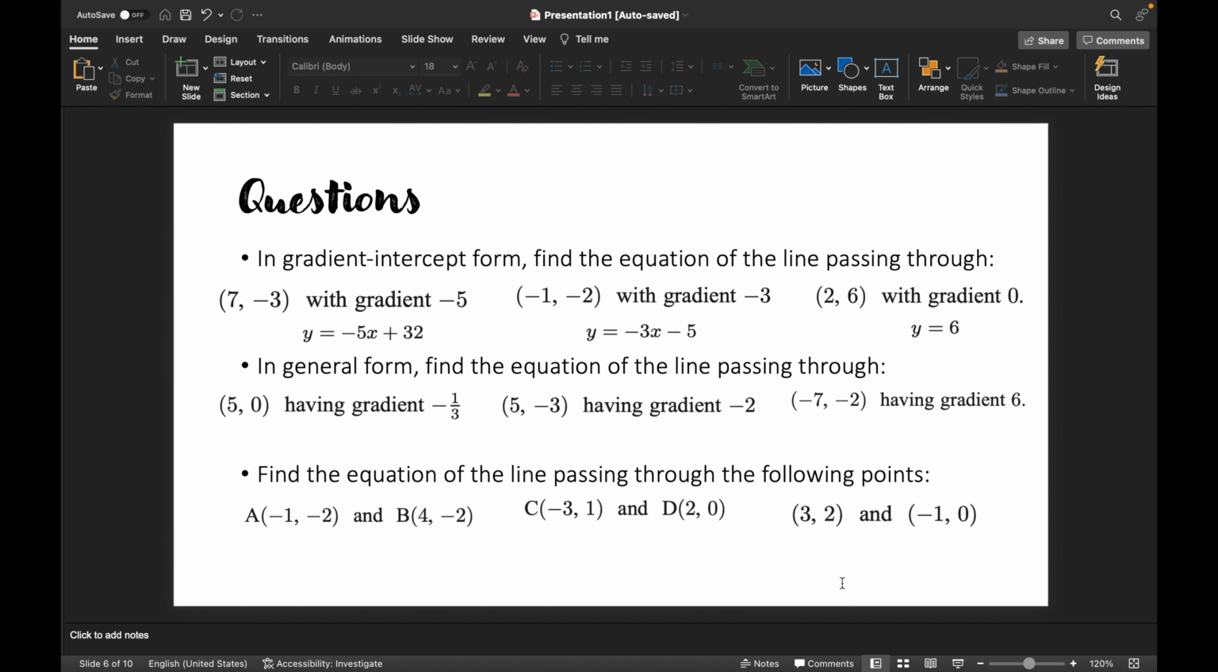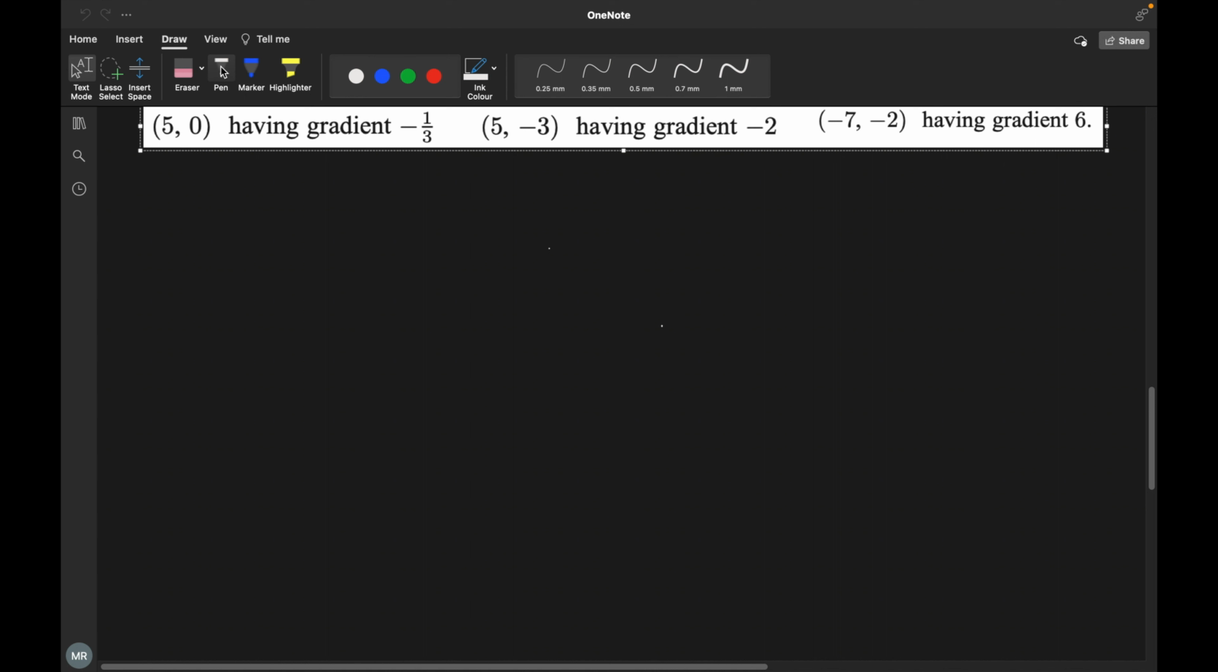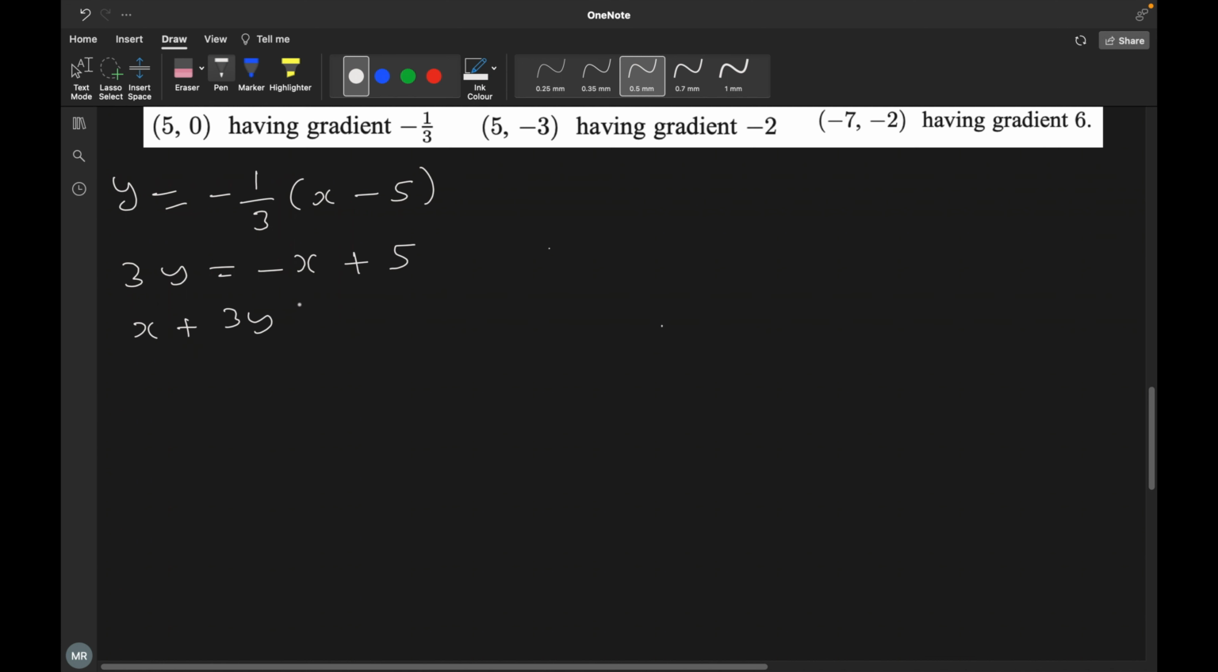Let's solve the next few questions. In general form, find the equation of the line passing through this one. So we have to find it in general form, which is ax plus by equals c. Now let's use the same formula as at the start. So that will be y minus 0. Let's just leave that. And then negative 1 by 3 into (x minus 5). Let's cross multiply. So that will be 3y equals negative x plus 5. So x plus 3y equals 5. That's the answer to the first one.